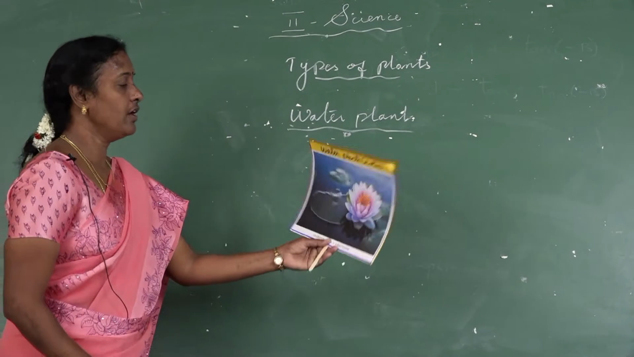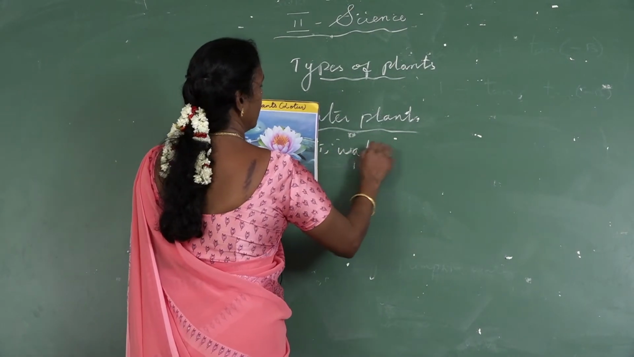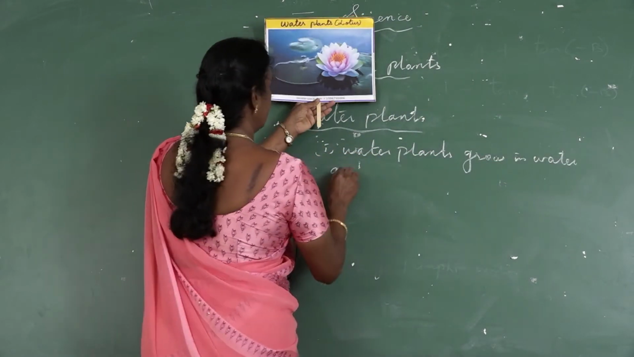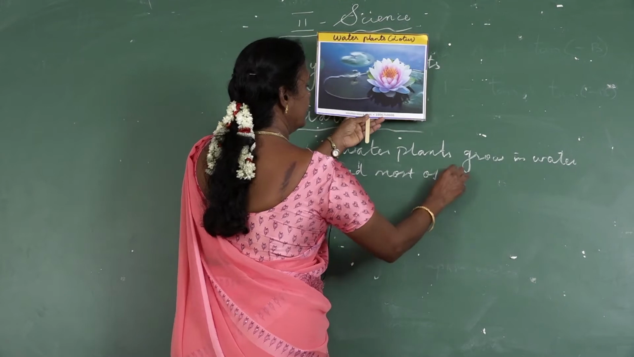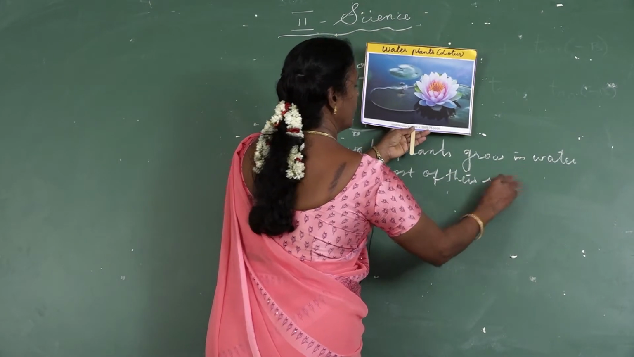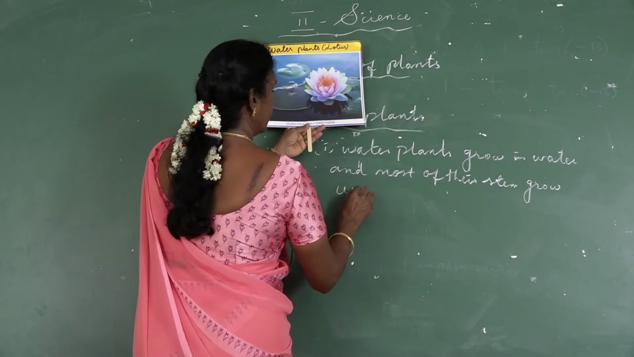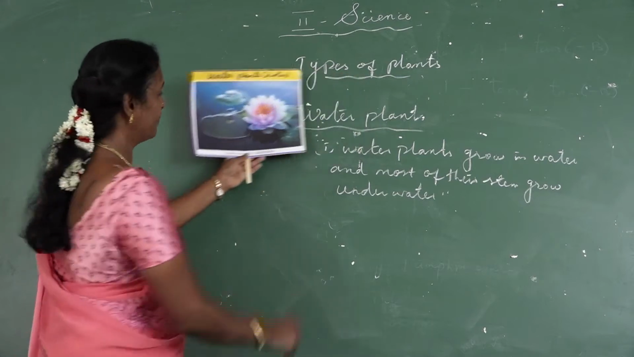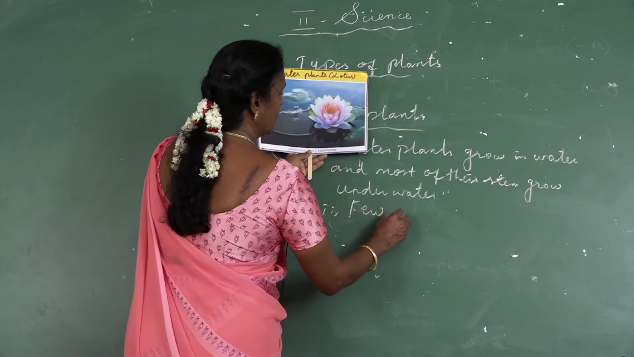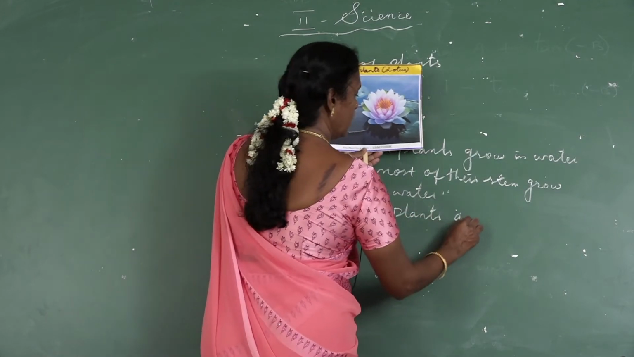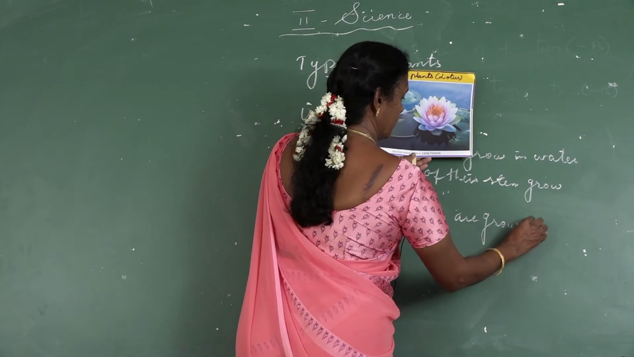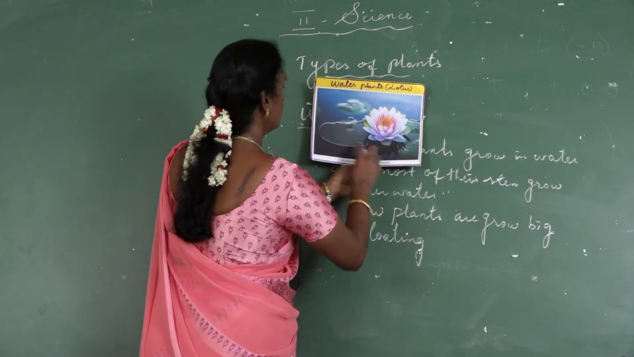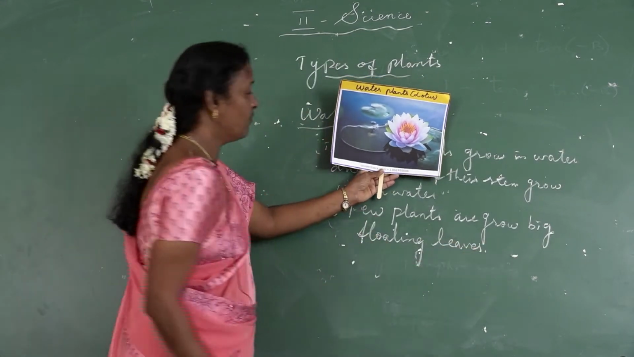Water plants grow in water, and most of their stems grow underwater. A few plants grow big floating leaves.